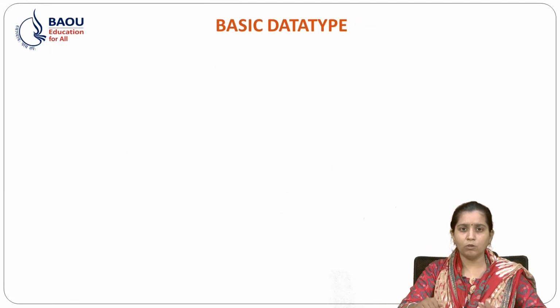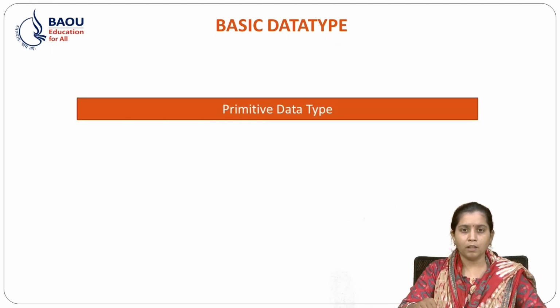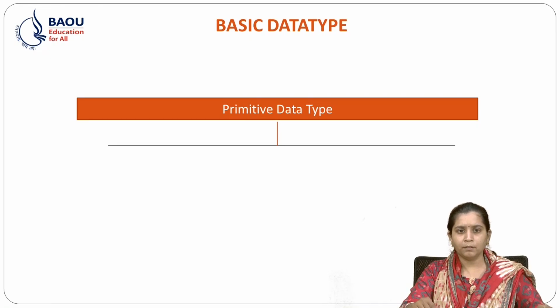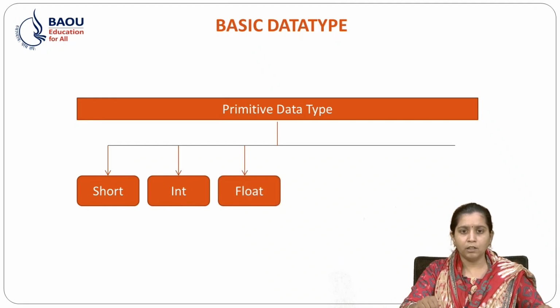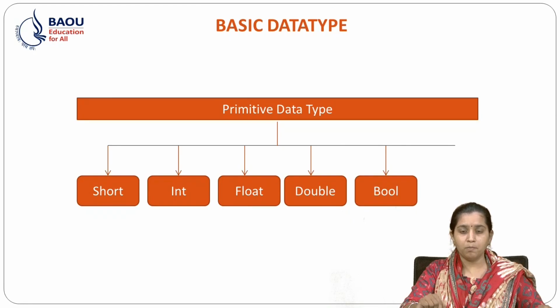Today, we are going to learn about basic data types in C++. Basic data type is also known as primitive data type. In primitive data types, we have short, integer, float, double, boolean, and char.